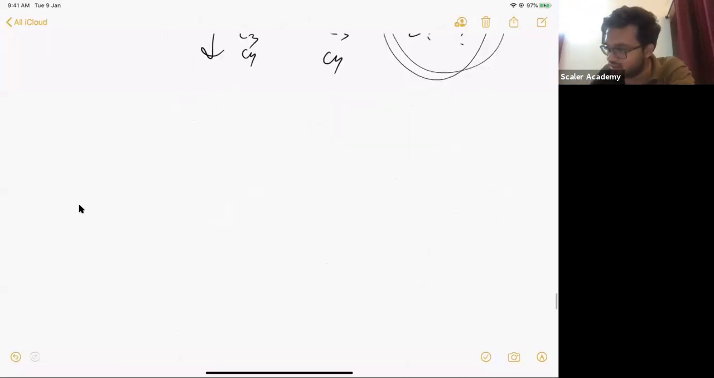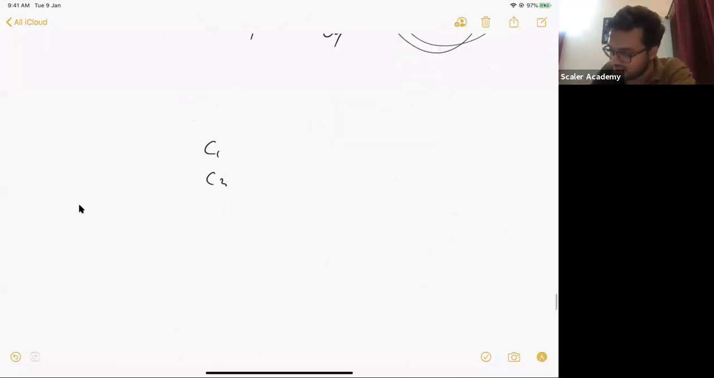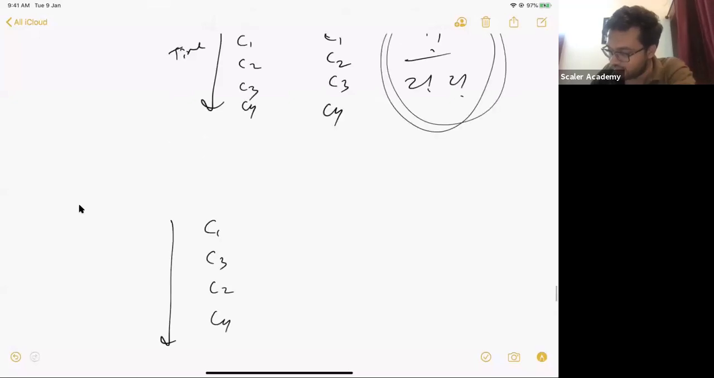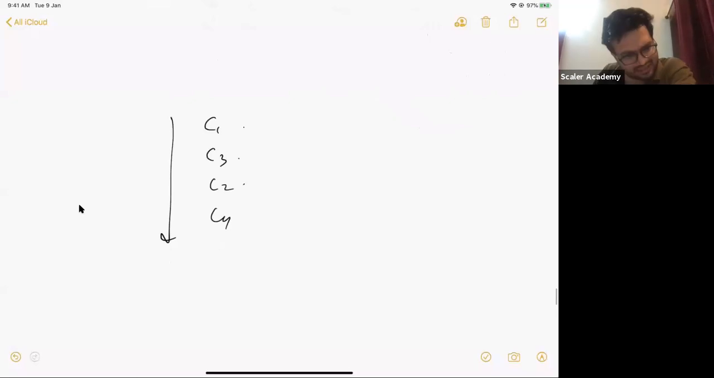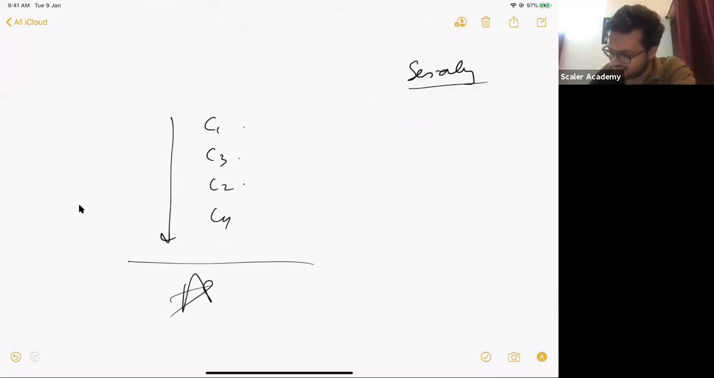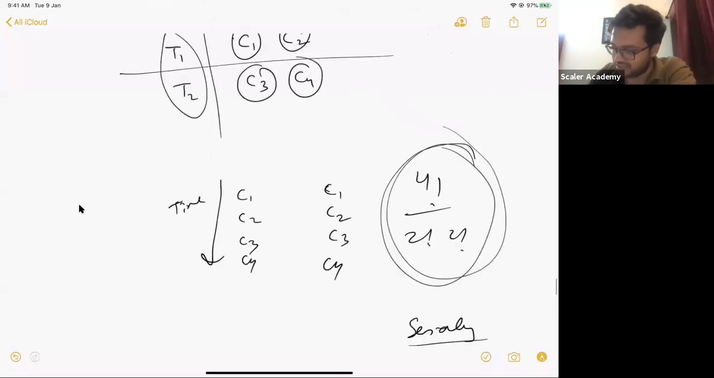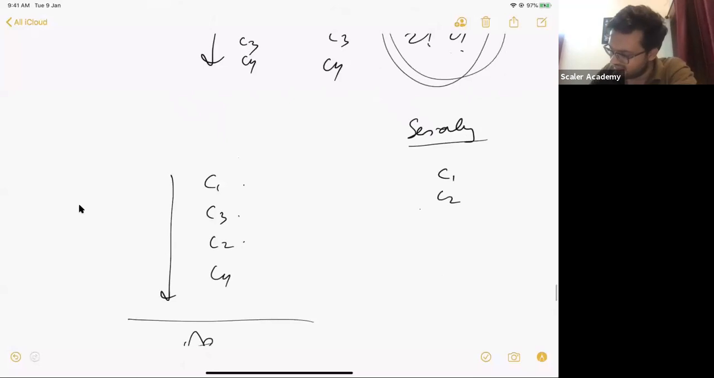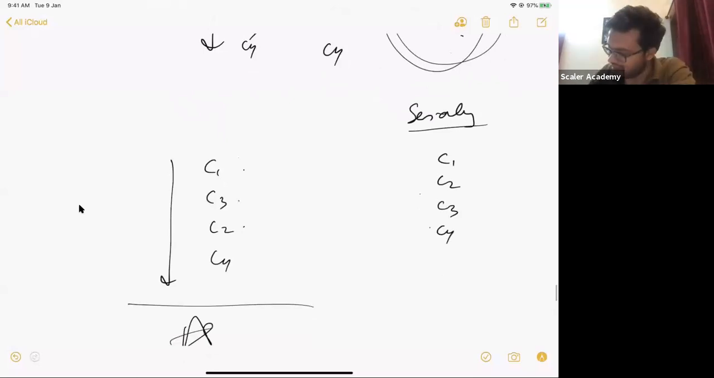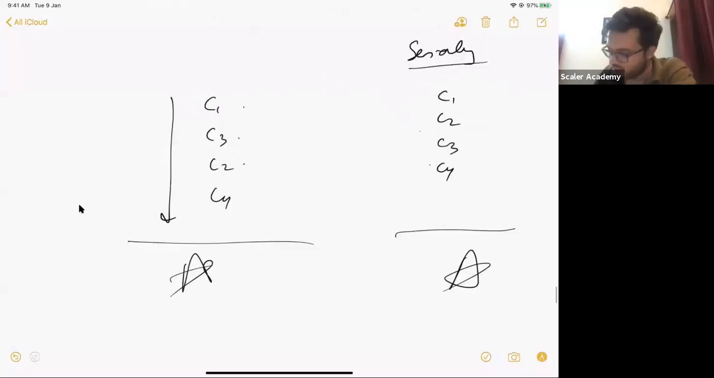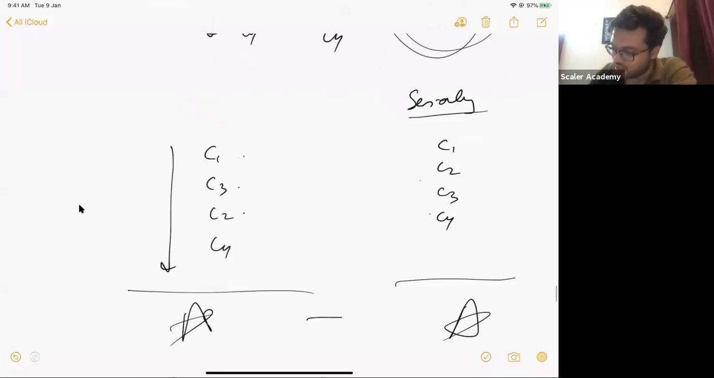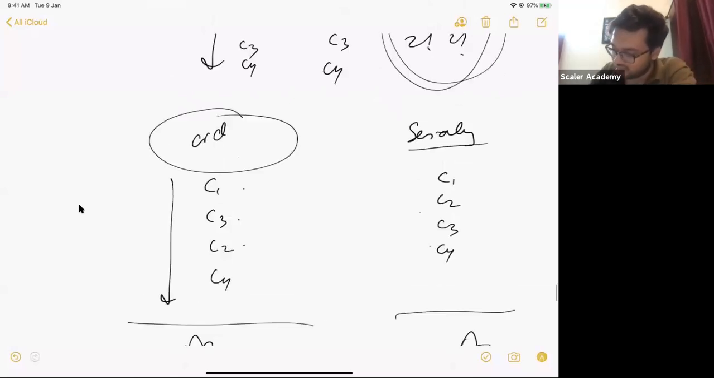What does that mean? Let's assume C1, C3, C2, C4. If you run in this order, because C1 came first, then C2, C3, C4, and whatever answer you got is the same as if you were doing it serially, which is running transaction 1 first, C1, then C2, then C3, then C4. If the answers of these two are the same, only then this order can occur.